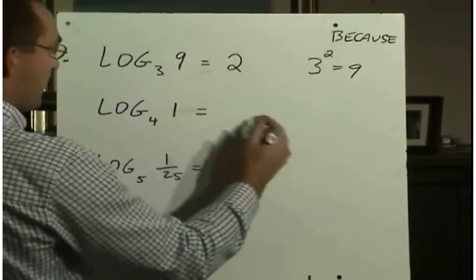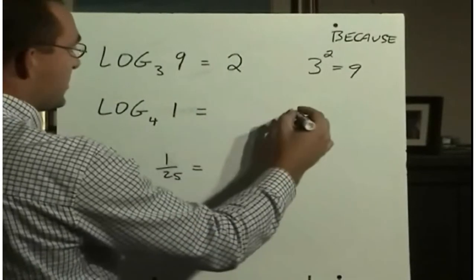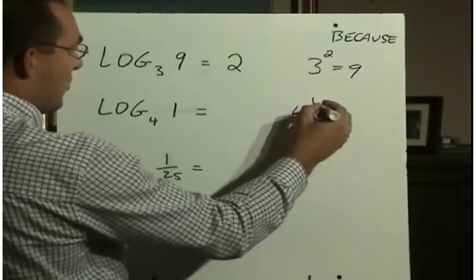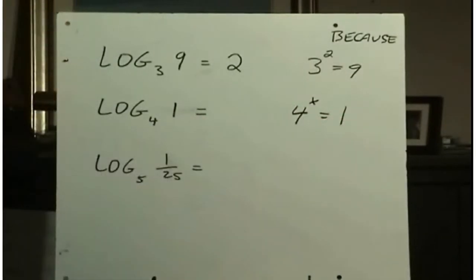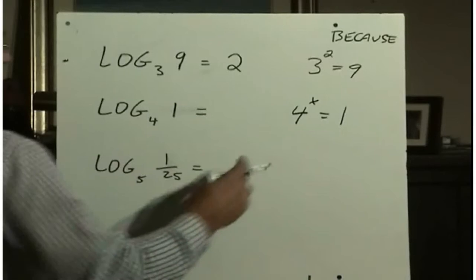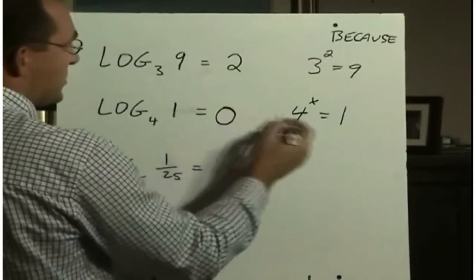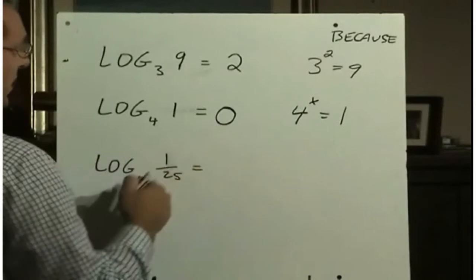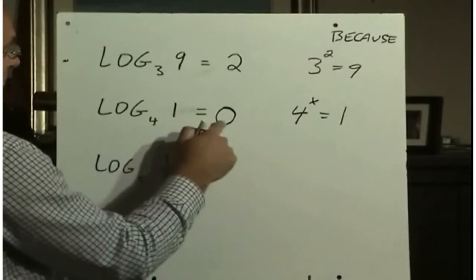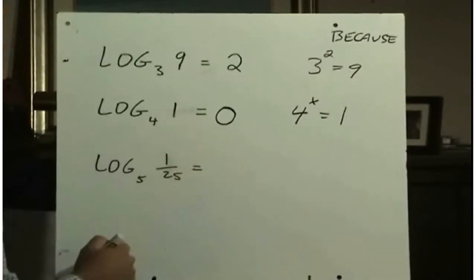Here's another one. So if you didn't know what this is, you could ask yourself, what is the exponent on 4 that will equal 1? Remember back to your exponent laws. Remember any number to the power of 0 is equal to 1? So this answer will be 0, because 4 to the power of 0 equals 1.